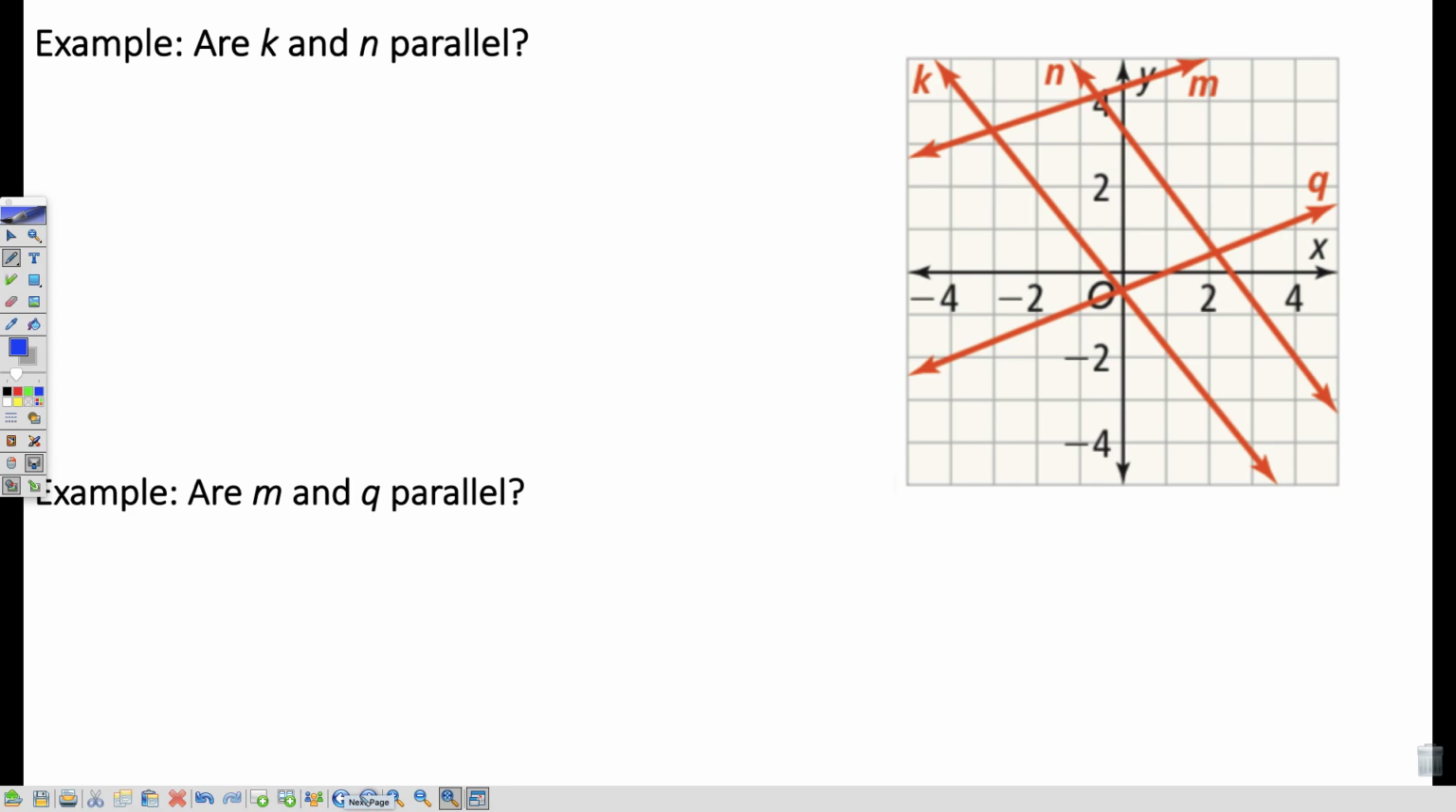Okay, are K and N parallel? Yes. Well, they look it, but how do I verify they are? They have to have the same slope. So let's get some points for K. On your picture, find some good points for K.